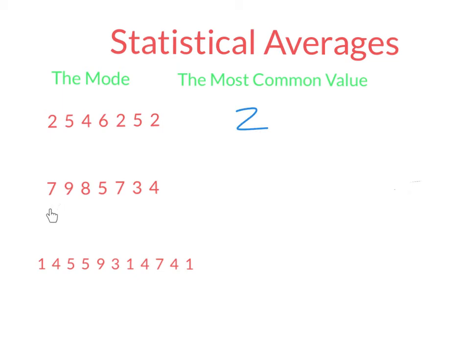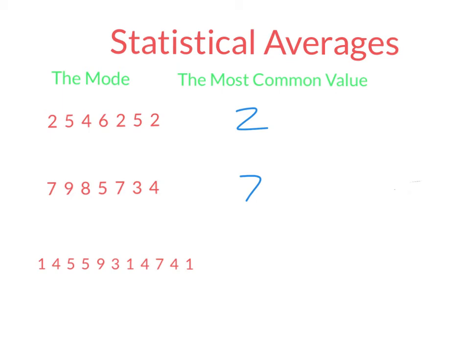In this next example, we have a 7, a 9, an 8, a 5, a 7, a 3, and a 4. Well, all of the digits occur only once, apart from the 7, and we've got 2 of those. So it's the one that occurs most often. So that means that our mode this time is 7.